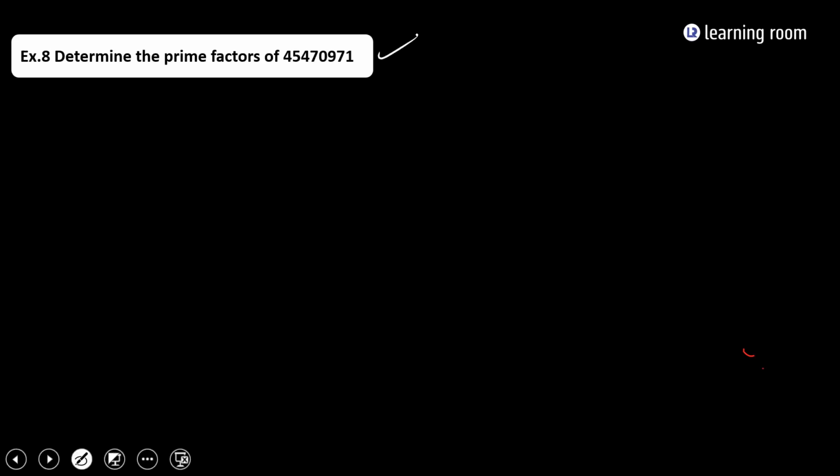In the meanwhile, can you tell me how to find the prime factors of this? Is this a composite number? Yes. So if I take this number 45470971, then what are going to be the prime factors for it? Try it out.